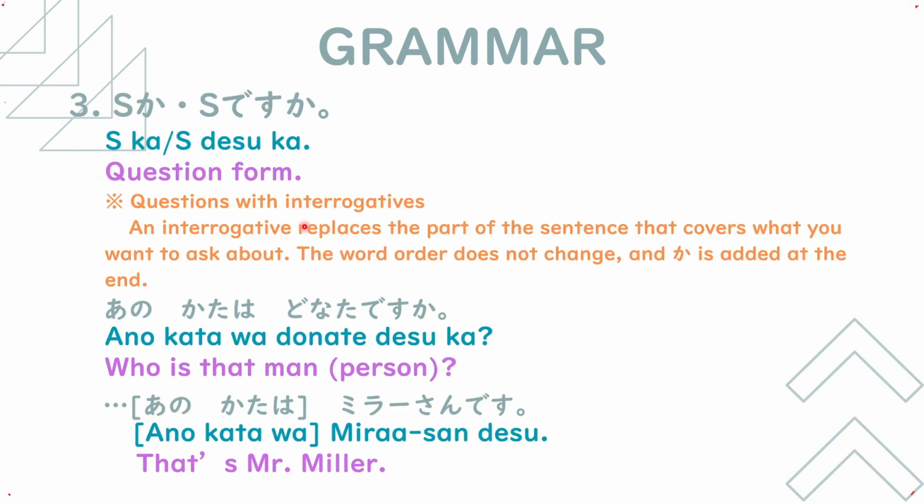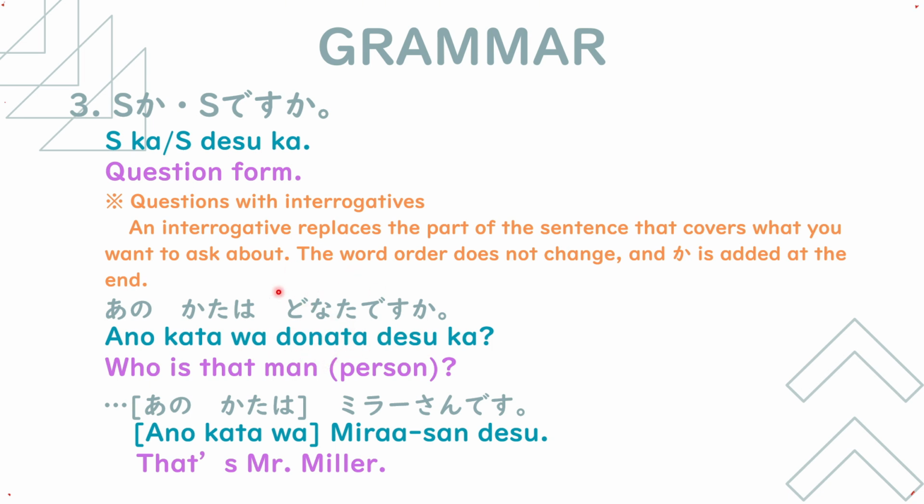And then we have the next one, questions with interrogatives, okay? An interrogative replaces the part of the sentence that covers what you want to ask about. The word order does not change, and ka is added at the end. So, we have here, ano kata wa donata desu ka? Okay, so we ask that person, who is that person? Ano kata wa donata desu ka? So instead of the normal noun here, we have a who. This is the more polite version of who.